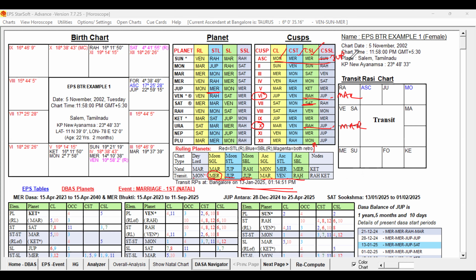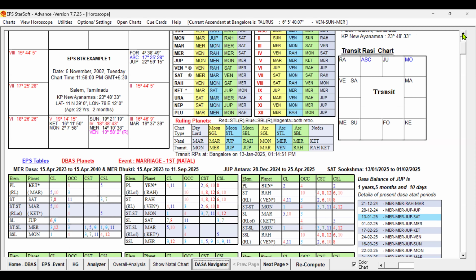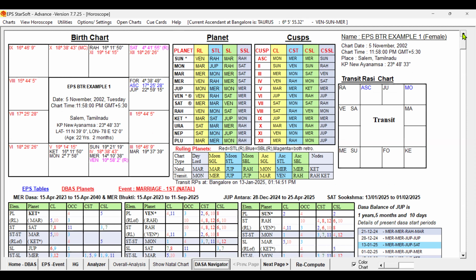Okay, so now let us go to the event. The native got married in so and so period. We have to check whether that period is supportive or is the strongest one for getting married. So as per KP, the strongest Bhukti will favor the marriage.